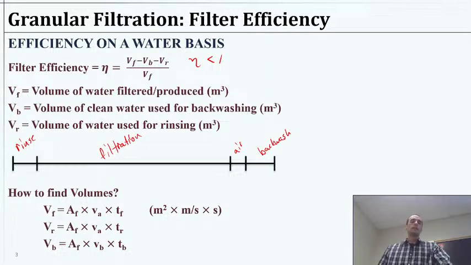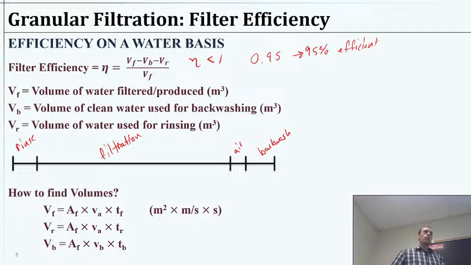That's going to be pretty straightforward, it will often be 95% or so. If we want to convert it to a percent, we can multiply by 100%. So maybe we have 0.95 as our filter efficiency. That would be 95% efficient on a water basis, right?